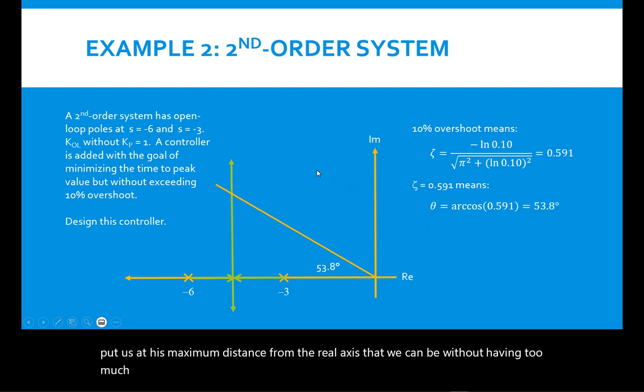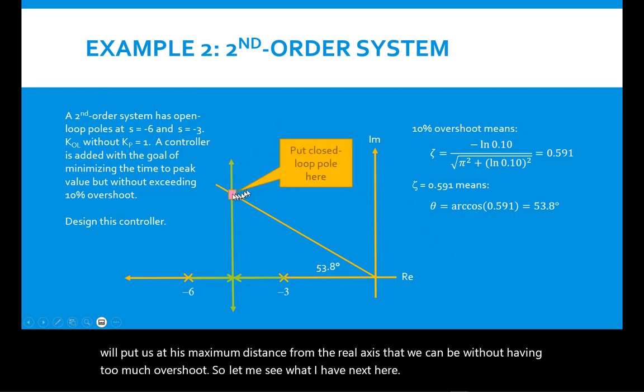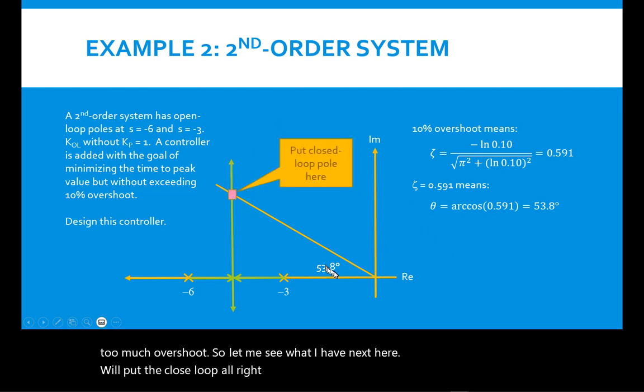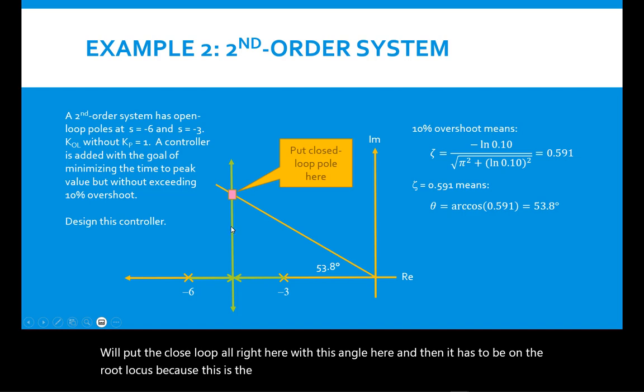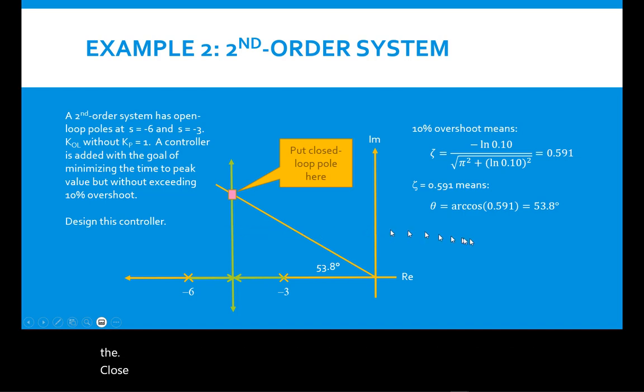So let me see what I have next here. We'll put the closed loop pole right here with this angle here. And then it has to be on the root locus because this is a P-only controller, and with a P-only controller, you just move the closed loop poles along the root locus.